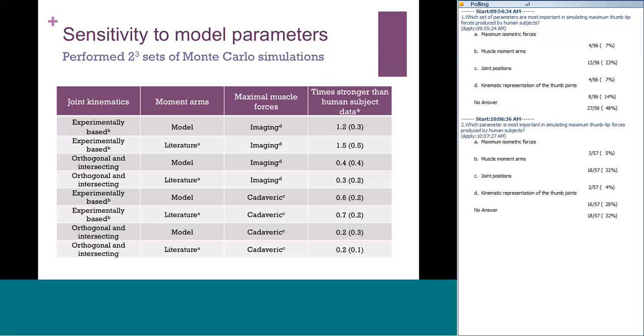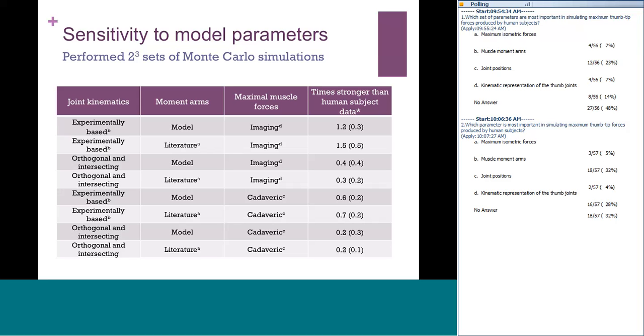Okay, we have another question about the experimental data that you used. This is from Ching Sai. Did you directly measure the moment arms from the cadaveric arms that you used for the study, and if so, did they match with your optimized results?